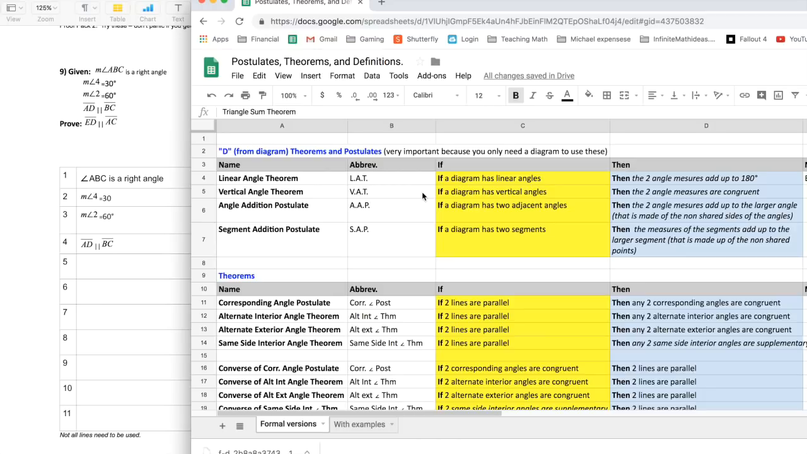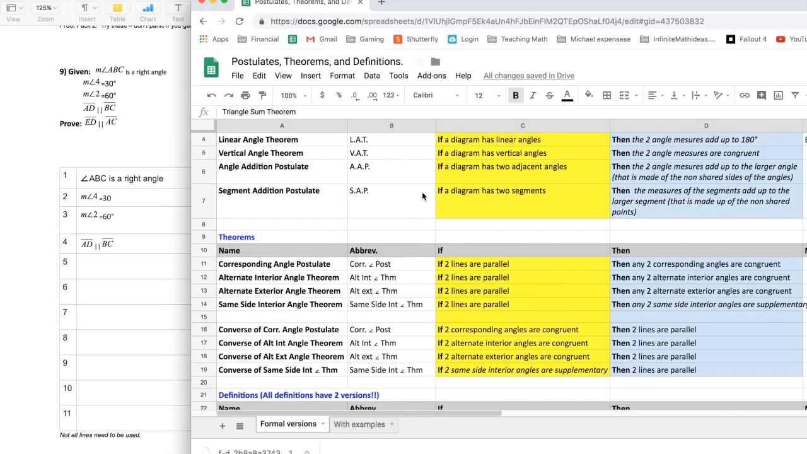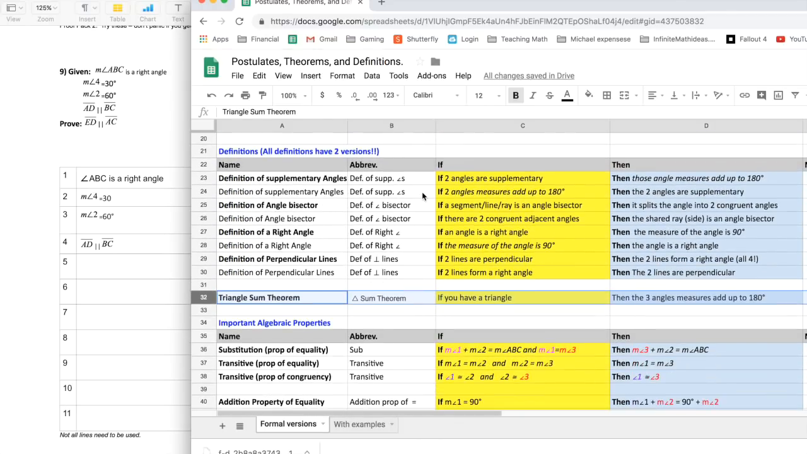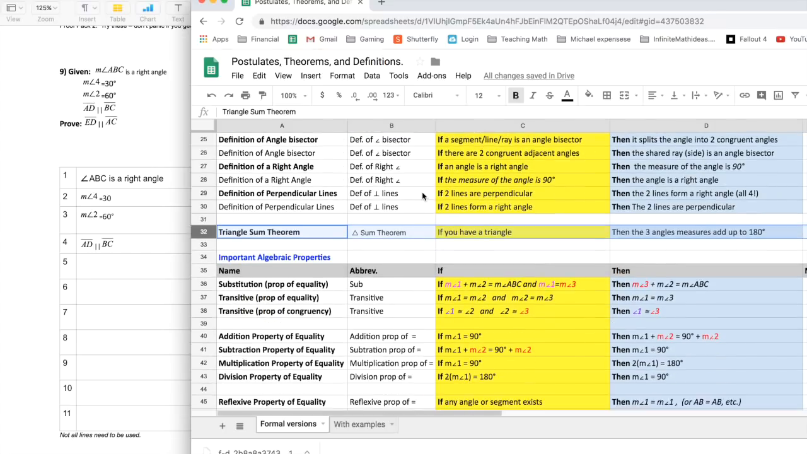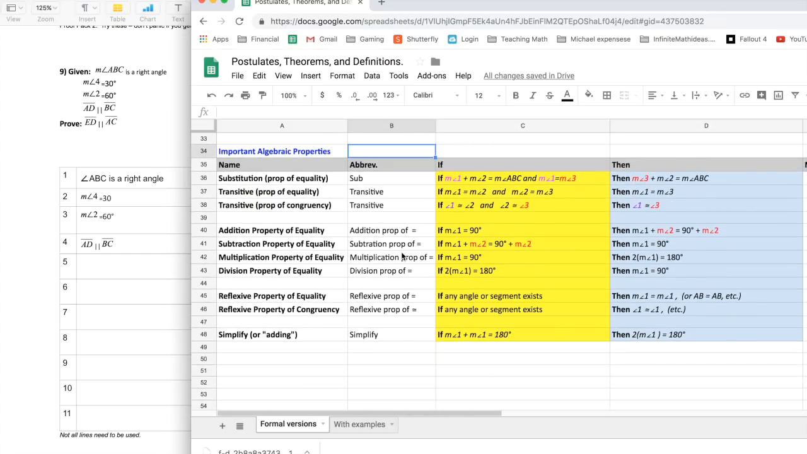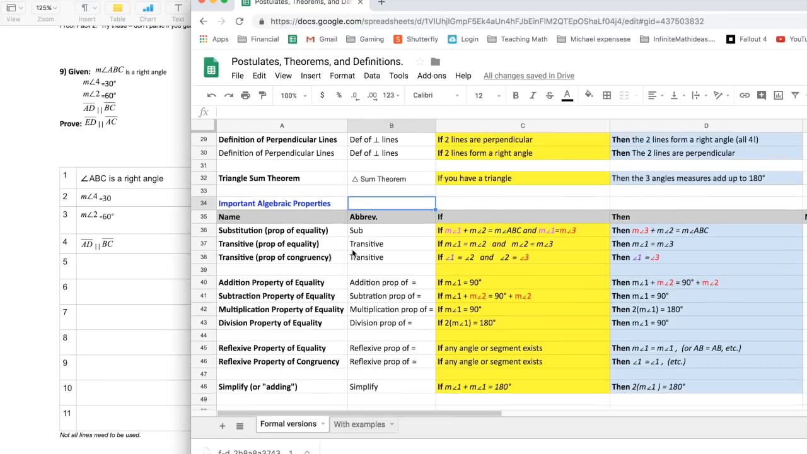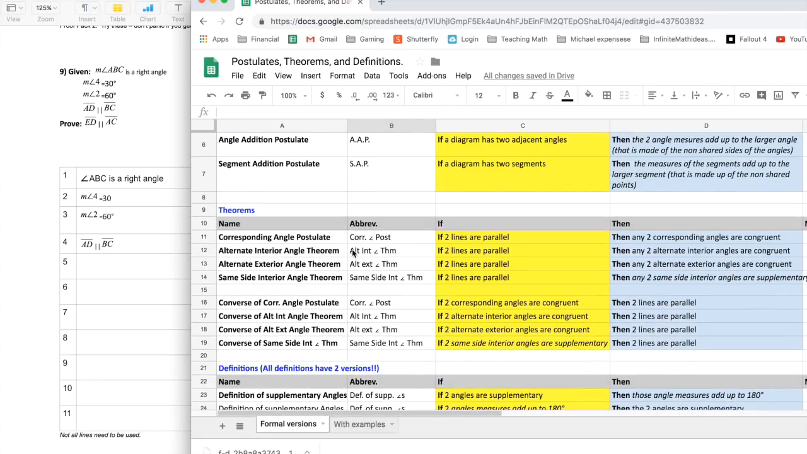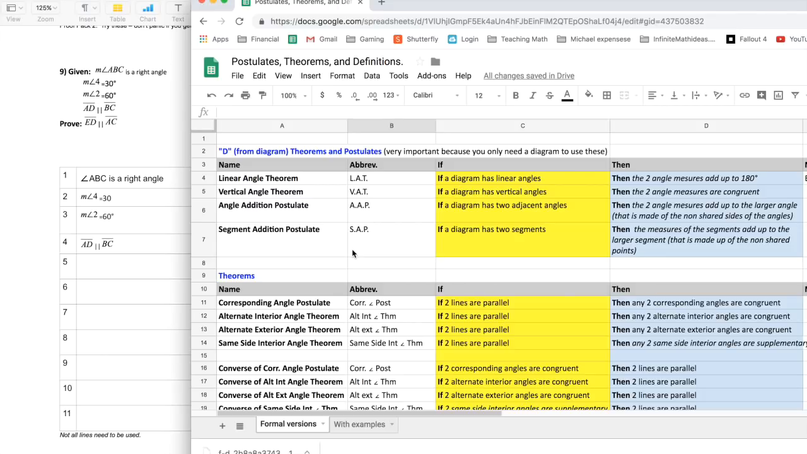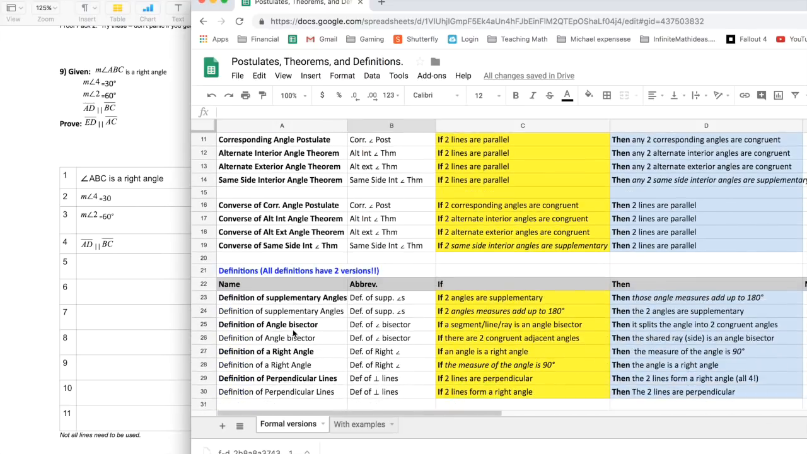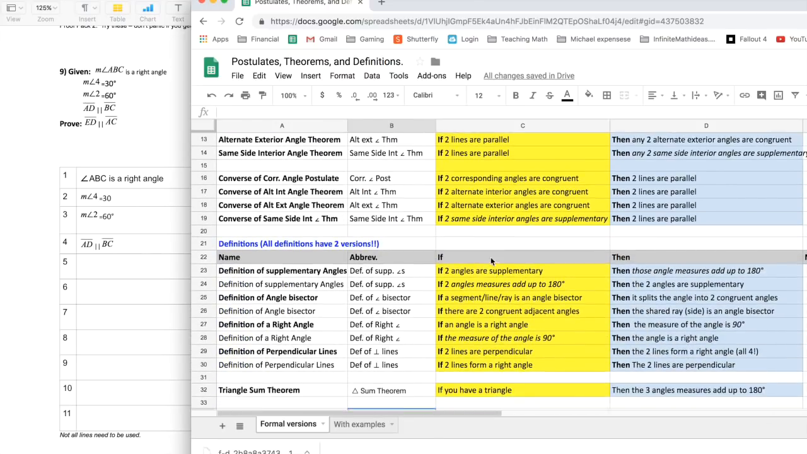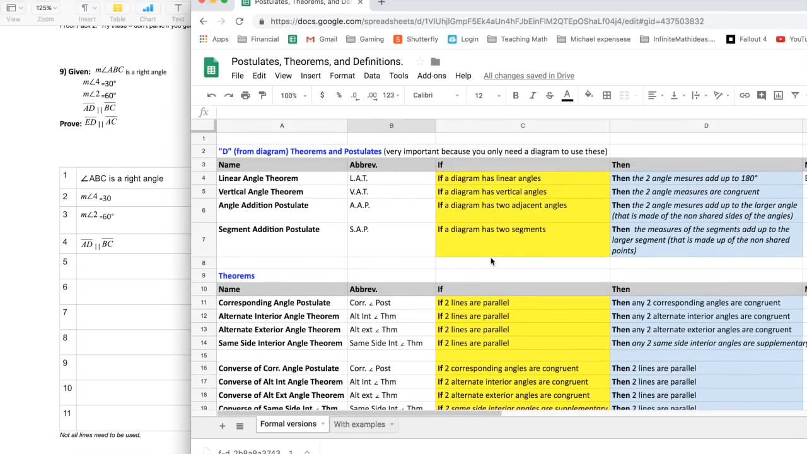But this is not all of the theorems and postulates we use, but most of them, and certainly all the ones that we're going to need for today's example. Okay, and the names are on the left if you look at this sheet now. So pause this video and make sure you get to this sheet, and then start the video again. Okay, so you should see all of the yellow and blue. And these are the if and then statements of each of these theorems or postulates or definitions. And we're going to be referring to this sheet as I solve a proof.